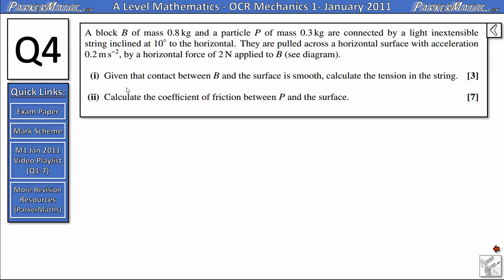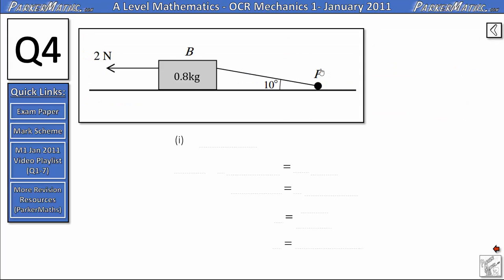In part 1 it says, given that the contact force between B and the surface is smooth, calculate the tension in the string. When we're working with two connected particles, we've got 3 choices about what we can do. We can either work with the system as a whole, we can work with particle B, or we can work with particle P. In this case, I'm going to begin by working with particle B, and that's because there'll only be one unknown. But if you didn't spot that, a good idea would be to set up a diagram and see how many unknowns you've got when you're working with each particle.